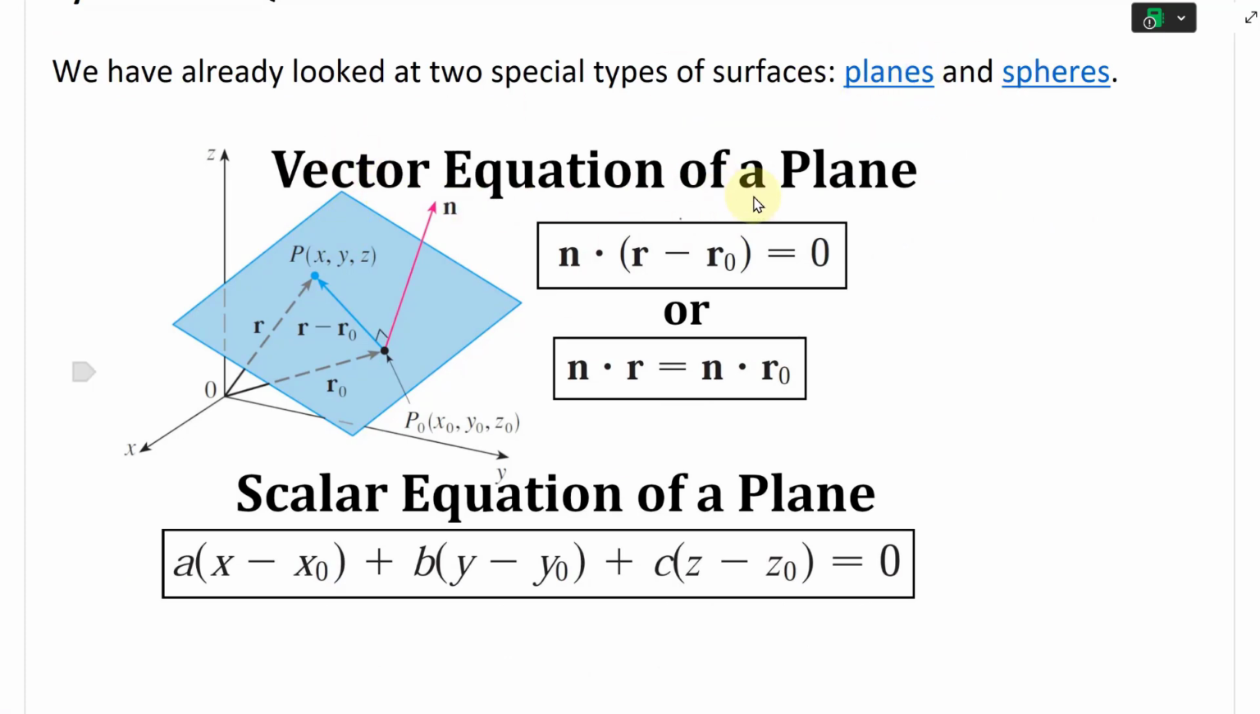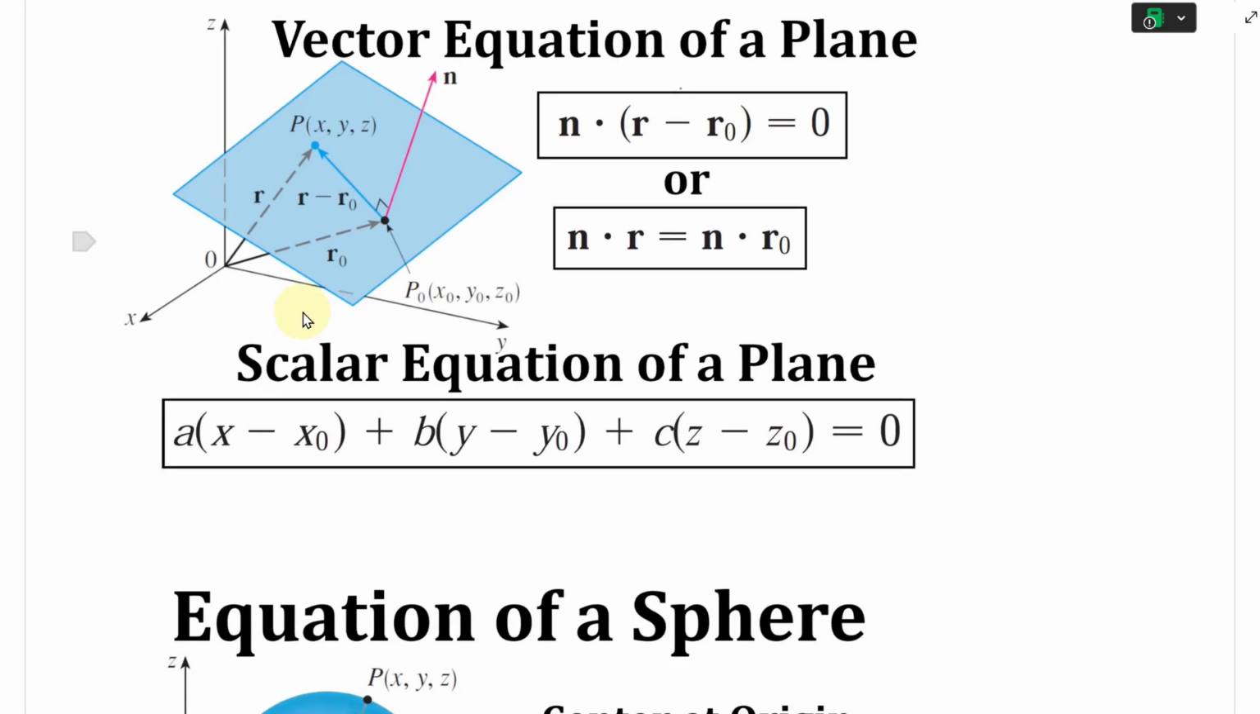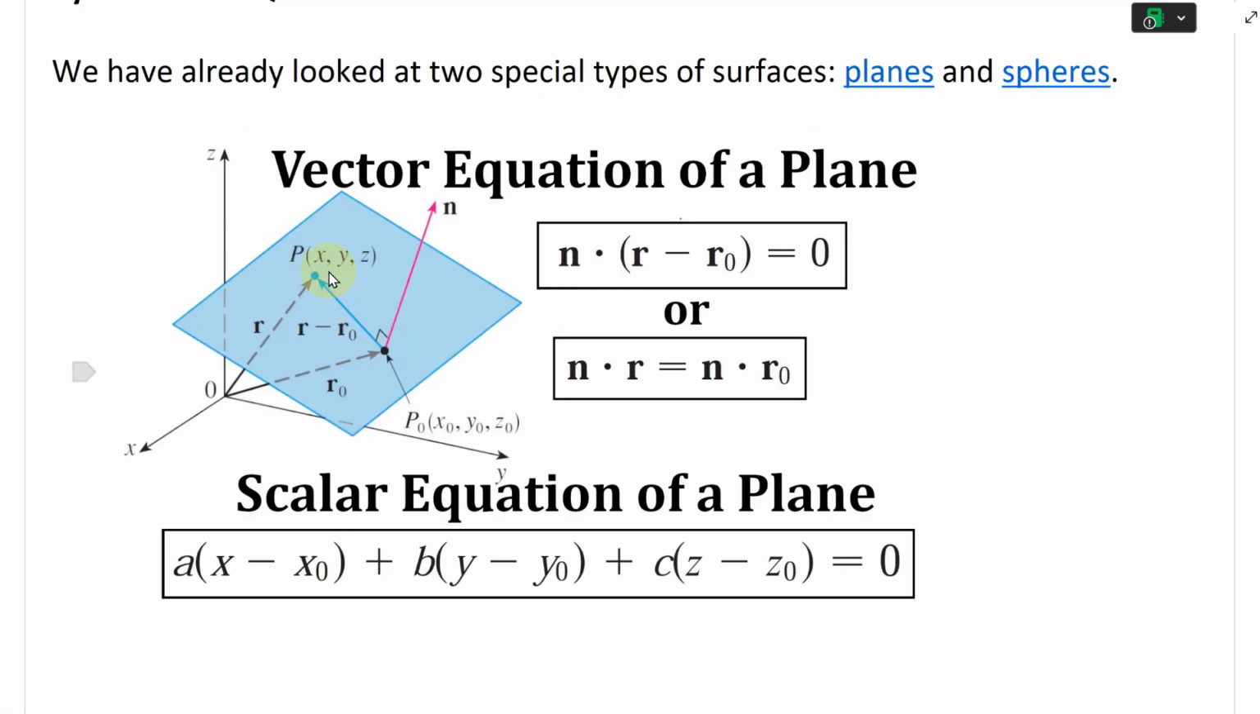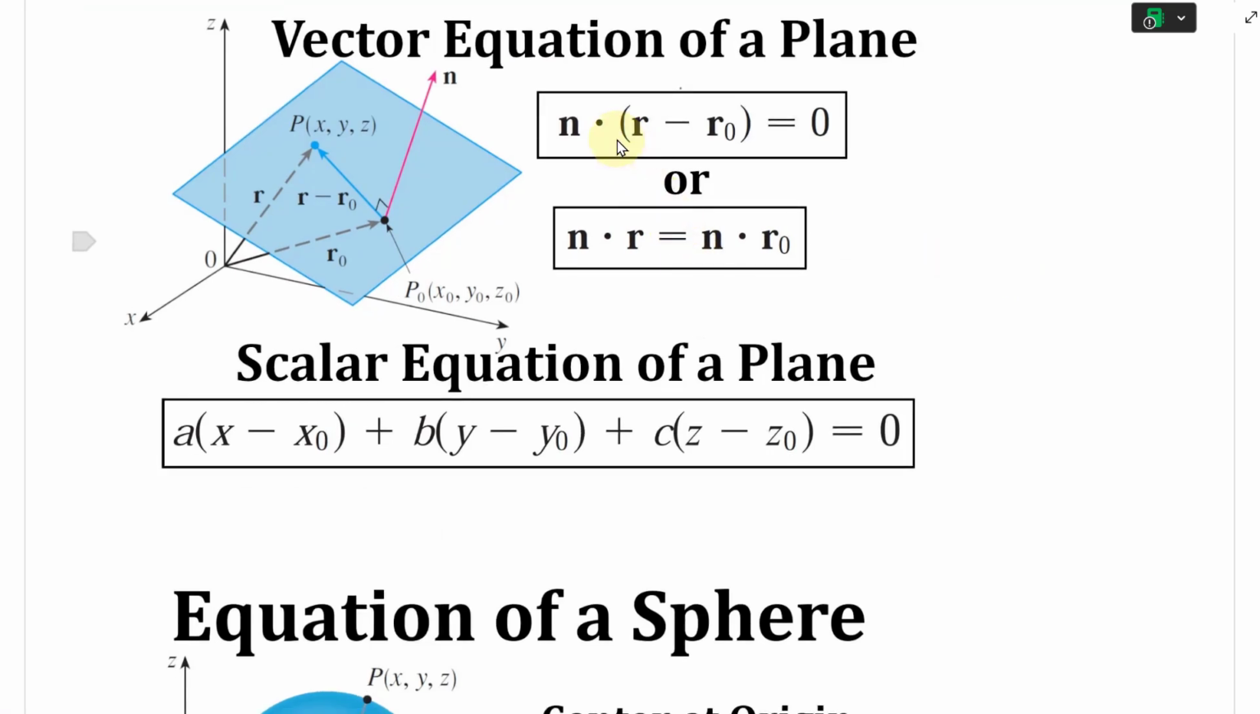And this is the vector equation of a plane. Basically, you have a vector that's on the plane, and then a normal vector, and then you have a vector from the zero point, the origin. And from there, you can get this equation of the plane. So the dot product of this vector with the normal vector is going to be equal to 0, based on the dot product properties.